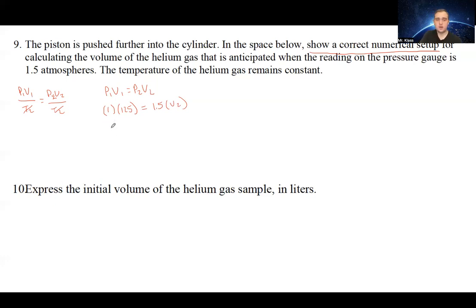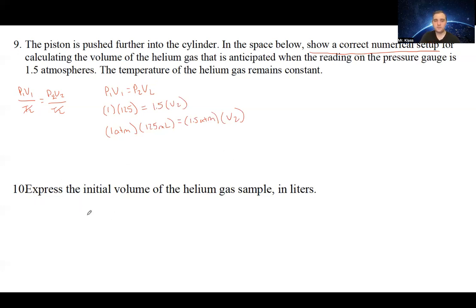We're all done. However, we should indicate units if we're doing a numerical setup. So 1 atmosphere times 125 mL equals 1.5 atmospheres, and we just leave this at V2. It's important to indicate units here because the grader doesn't know if you're talking about atmospheres, kilopascals, torrs, millimeters of mercury. You could be talking about liters, milliliters, all these different things. So that's why it's important to indicate units so that your grader knows you know your stuff.